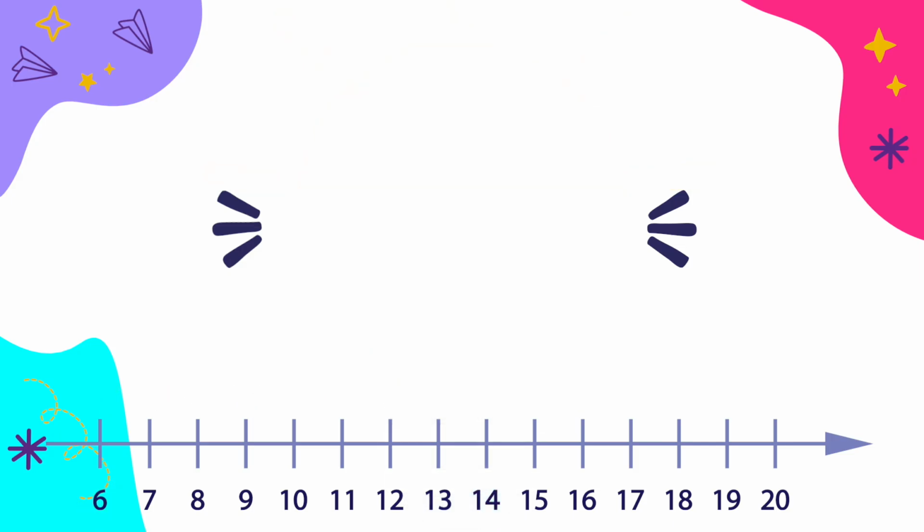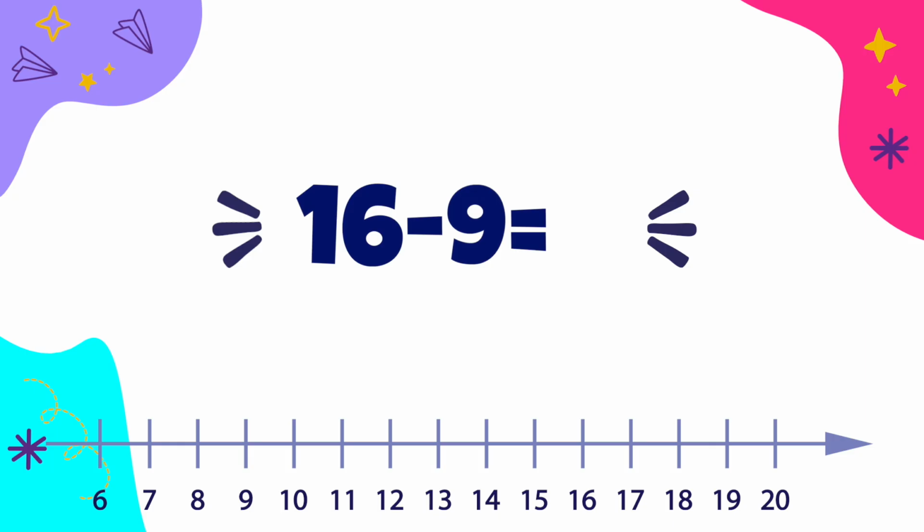Now it's your turn to try one by yourself. Use the number line to solve 16 minus 9. Remember to start at 16 and move backward 9 jumps.